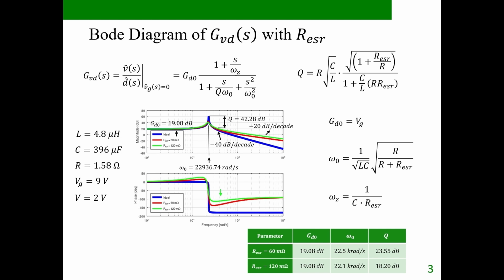This ESR zero will play a major role when we design the Type 3 compensator, especially in selecting pole and zero locations around the LC resonance. Next, we will continue by examining how the inductor DCR and the capacitor ESR behave when combined in the same model.